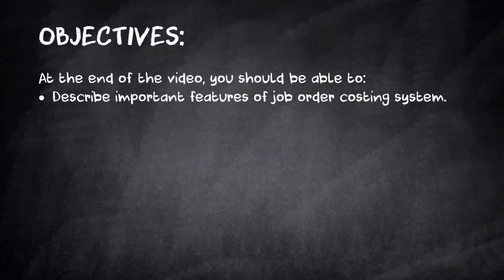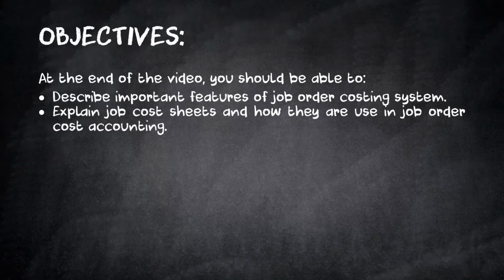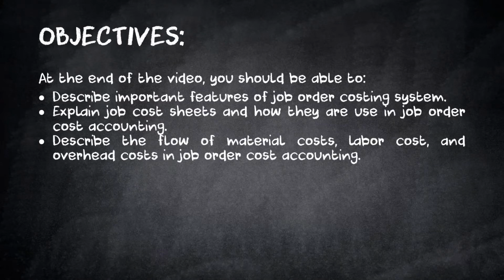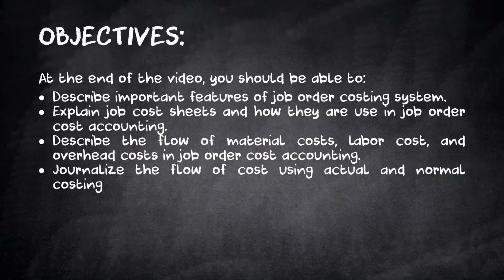So ano nga ba yung objectives natin after this video? So after this video, you should be able to describe the important features of job order costing system. So bakit nga ba natin ginagamit ang job order costing system? And then, you should be able to explain the job cost sheets and kung paano to ginagamit. Dito natin makikita yung mga flow ng material cost natin, labor cost, and overhead cost.